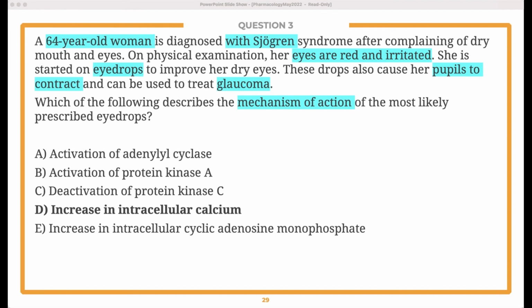Why are the other ones incorrect? Well, increase in intracellular cAMP occurs via the GS receptor pathway, via adenylyl cyclase. So that's not what we're looking for here. We're looking for GQ. So we're going to go up now to answer choice C because we know D is the correct one. Deactivation of protein kinase C doesn't occur. Protein kinase C is one of the second messengers that's activated and involved in the GQ pathway, but that's used mainly in the GI tract. We're looking for increased intracellular calcium for pilocarpine.